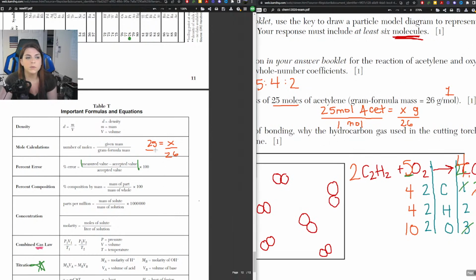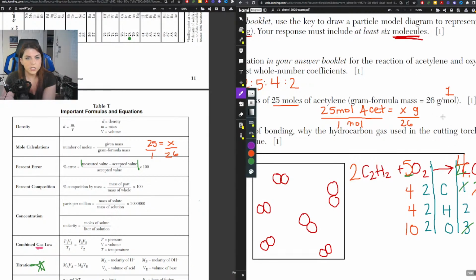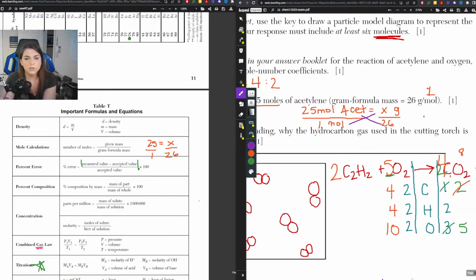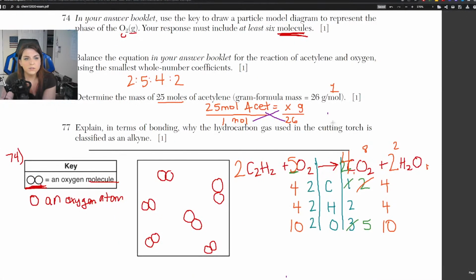I know you get the exact same thing. It's like that over 1. I understand. It's just when I talk it out, I understand what's going on a little bit better. So it's the process I've used for the whole year. So when you cross multiply, this would be 1 times X and 25 times 26. 1X is just X. And then 25 times 26 is, I don't know, 650. Sounds good to me. And this is a mass, so that's coming out in grams.